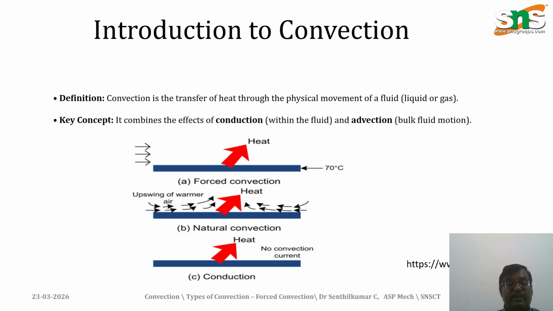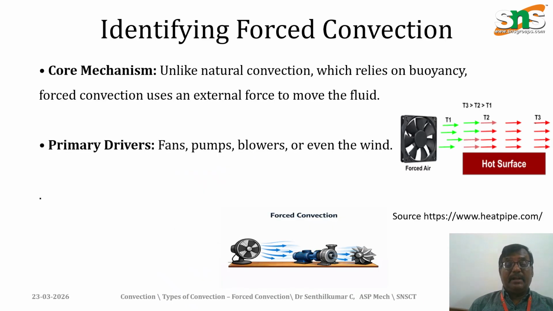Here the sketch represents forced convection. The force is given here. Natural convection happens naturally. The conduction happening from the metal to the fluid is why the convection is happening. So we must keep in mind always that convection never happens alone. It always happens as a combined effect of conduction and convection. Let me come to the next slide.